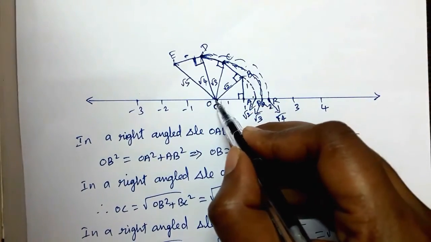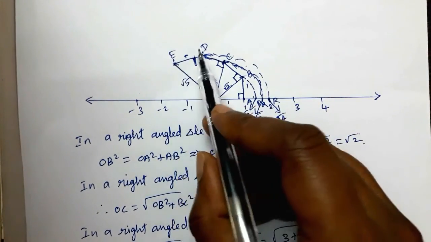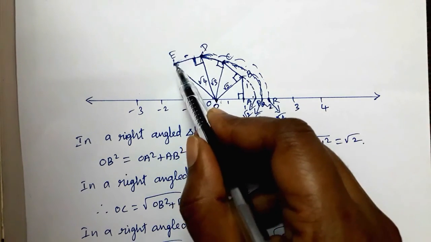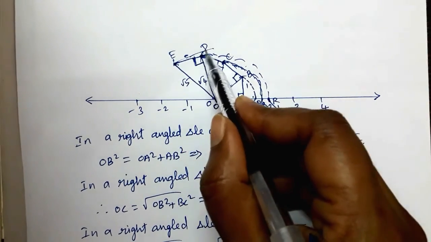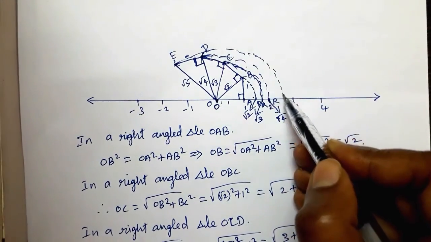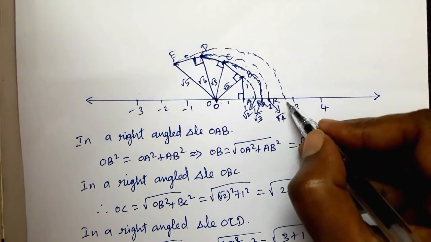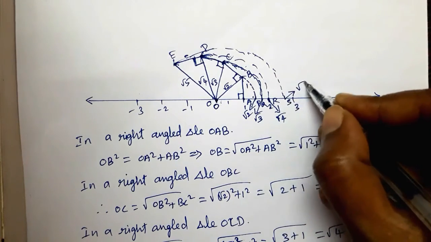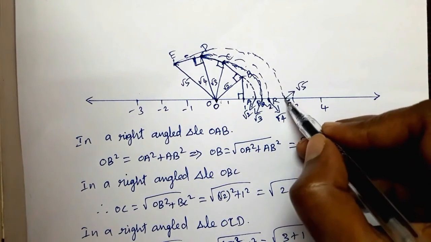Now with O as the center and OE as the radius, draw an arc which intersects the number line. Now this is S. This is root 5 on the number line.